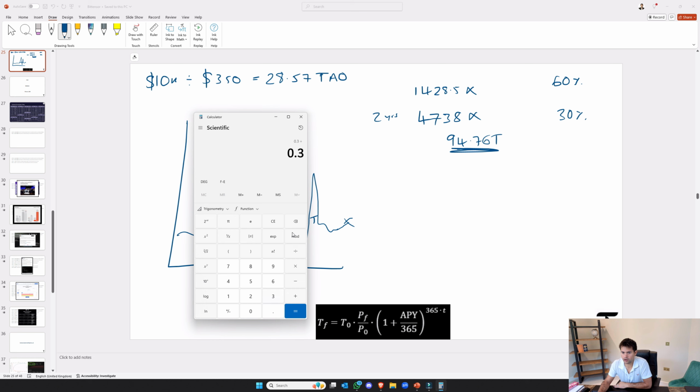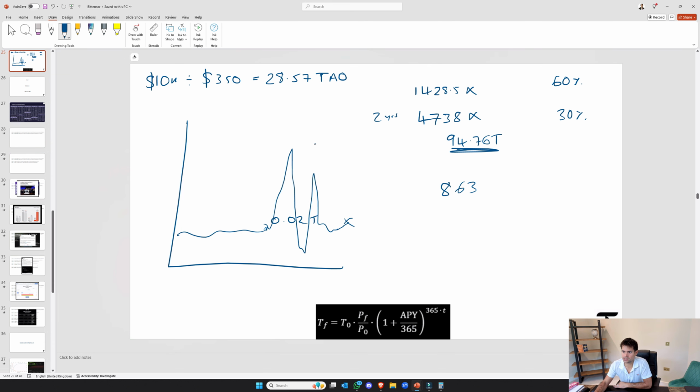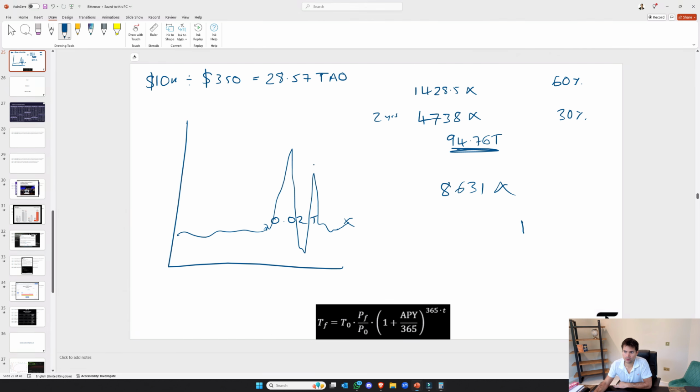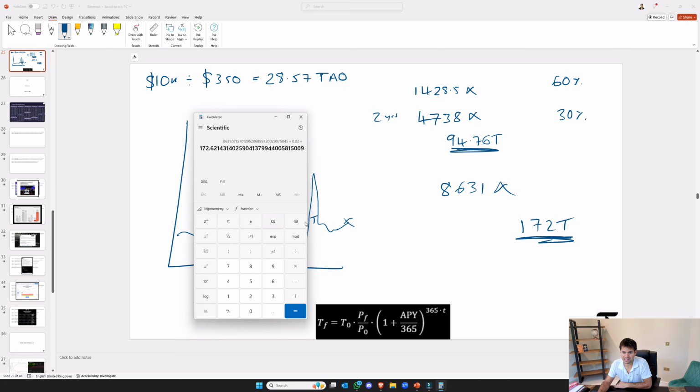Now if you were to do it over a 4-year period, you then take 0.3 divided by 365, plus 1, to the power of 730 again, that's our multiplier, times the amount of alpha after 2 years, 4738. Guess what? You now have 8631 alpha. And again, let's say the price is the same, only 0.02. We've now got 172 TAO. And again, in 4 years' time, let's say the price of TAO is still only 3.5k, which again is massively FUD.